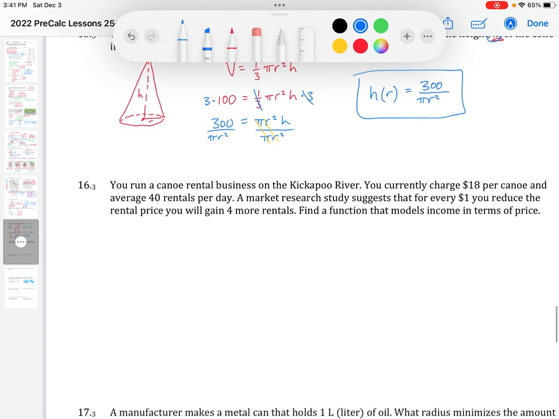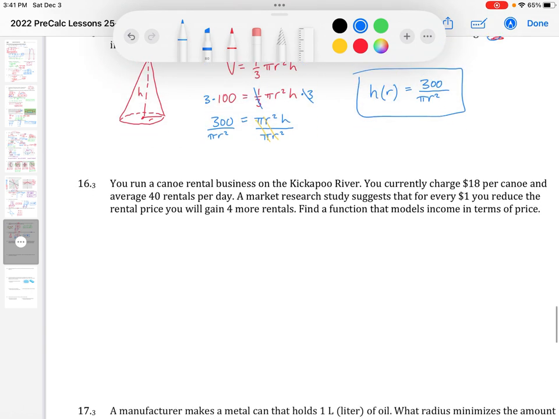All right. In number 16, this is a problem where we're going to try to find the income. So it says you run a canoe rental business on the Kickapoo River. You currently charge $18 per canoe and average 40 rentals per day. A market research study suggests that for every $1 you reduce the rental price, you will gain 4 more rentals. Find a function that models income in terms of price.